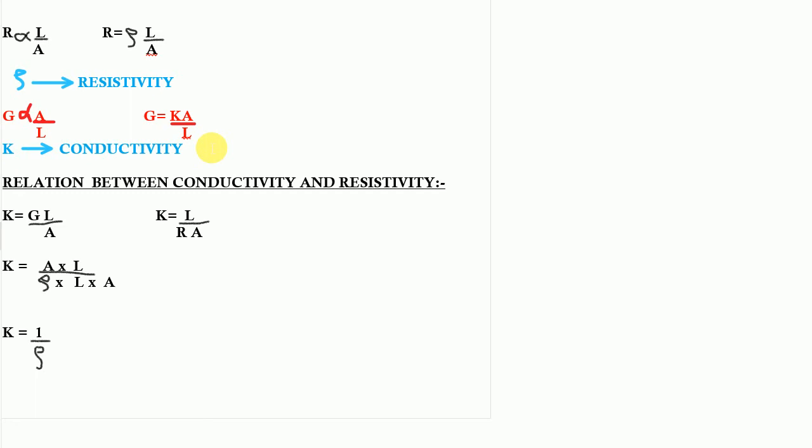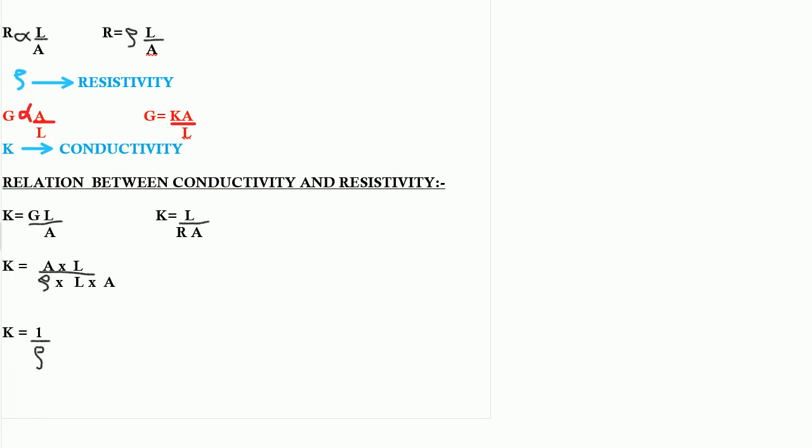I forgot to mention the difference between conductance and conductivity. Conductance is the total conductance offered by the total conductor, whereas conductivity is the conductance offered by only 1 meter squared of cross-sectional area having 1 meter length. Okay, so over here K is just a multiplication factor, therefore it is always a constant.